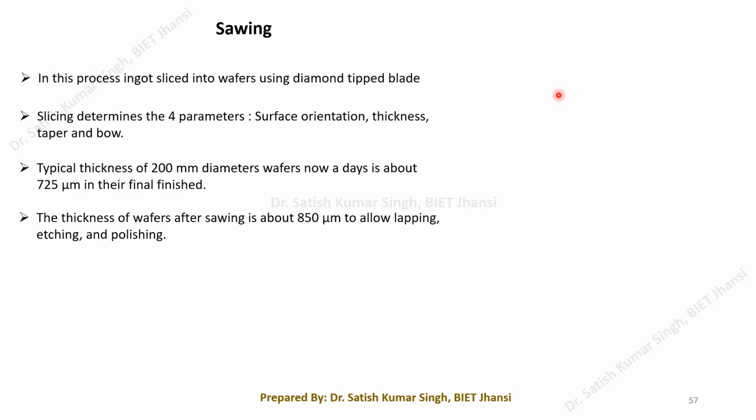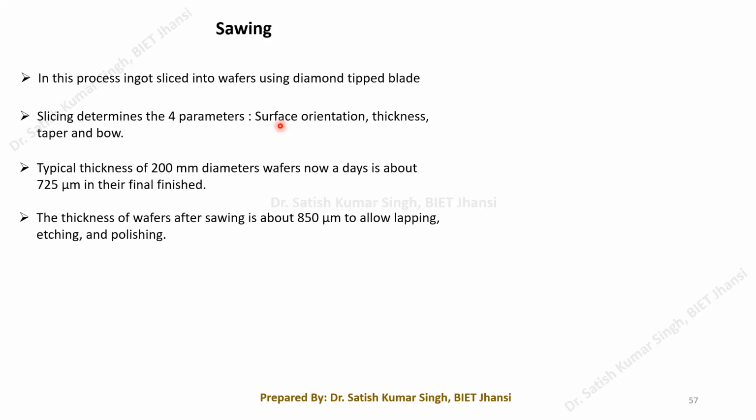Similarly, the bow is another parameter. Bow is a parameter that is measured from the center of the wafer. When we go towards the edges of the wafer, what curvature will the surface of the wafer take? What is the curvature of that particular wafer? Because it will be decided by the cutting tool.